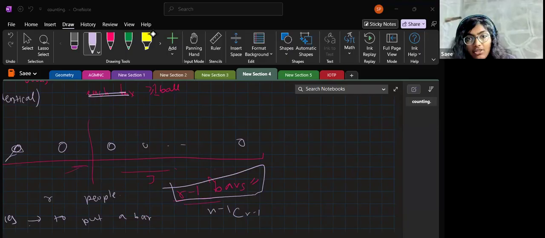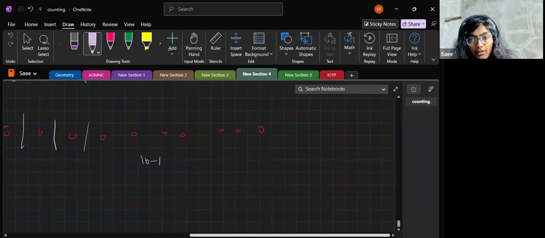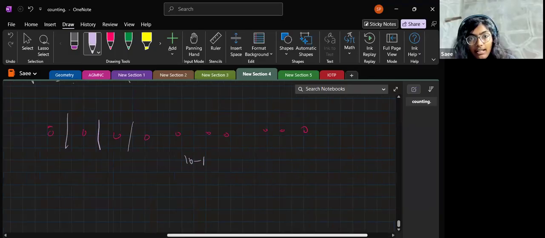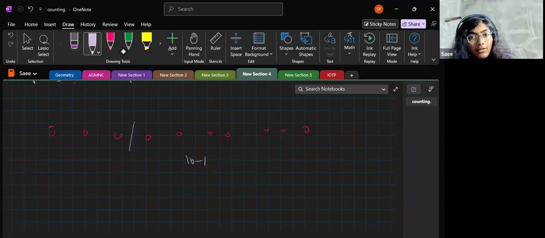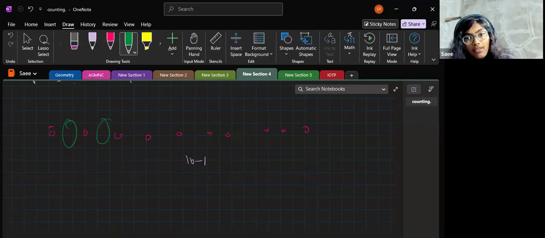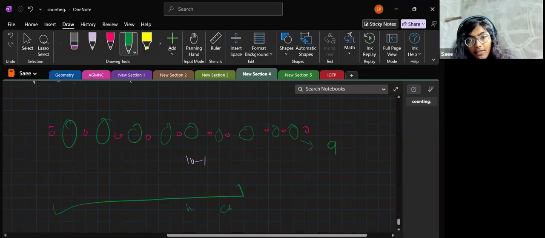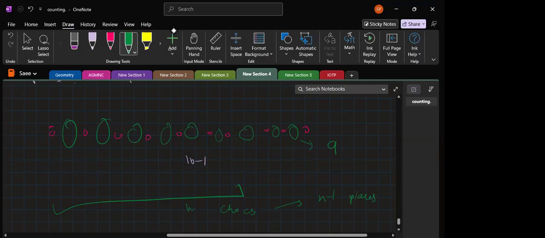Why not n choose r minus 1? Yeah, because if you had 10 chocolates, the different places where you can possibly put a bar: you can put it here, 1, 2, 3, 4, 5, 6, 7, 8, and 9. So if you have 10 chocolates, you have 9 places to put a bar. So if you have n chocolates in total, you're going to have n minus 1 places to put a bar, right?